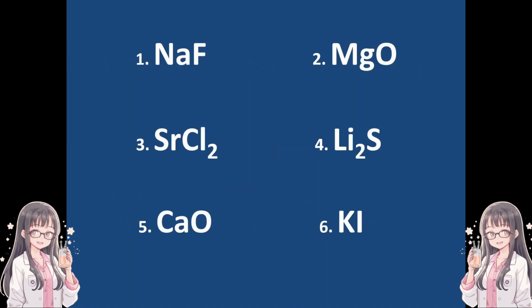Okay, next. Here are other examples. Number 1, let's try to apply the rules. Na is sodium, F is fluorine. Sodium is a metal, F is a non-metal. So, their name will be sodium fluoride. Number 2, Mg is magnesium, O is oxygen. Final name will be magnesium oxide. Number 3, Sr is strontium, Cl is chlorine.